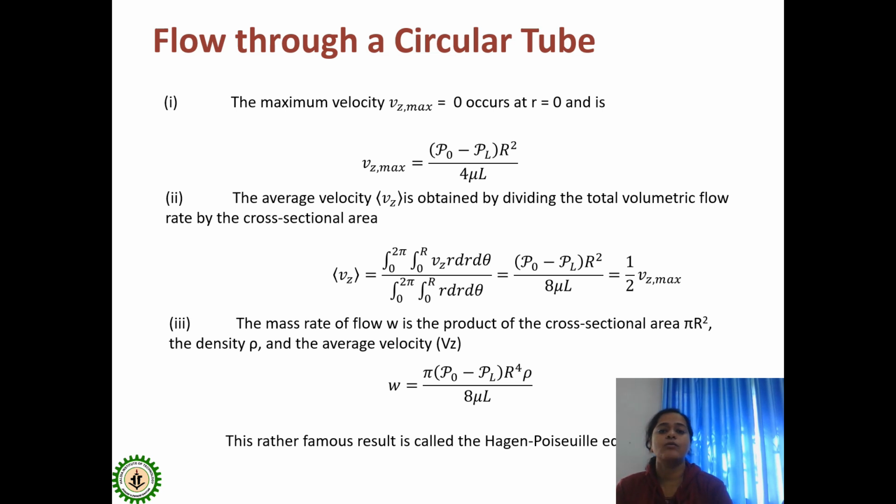So when we solve the flow through a circular tube in momentum transport, we also get the Hagen-Poiseuille equation.